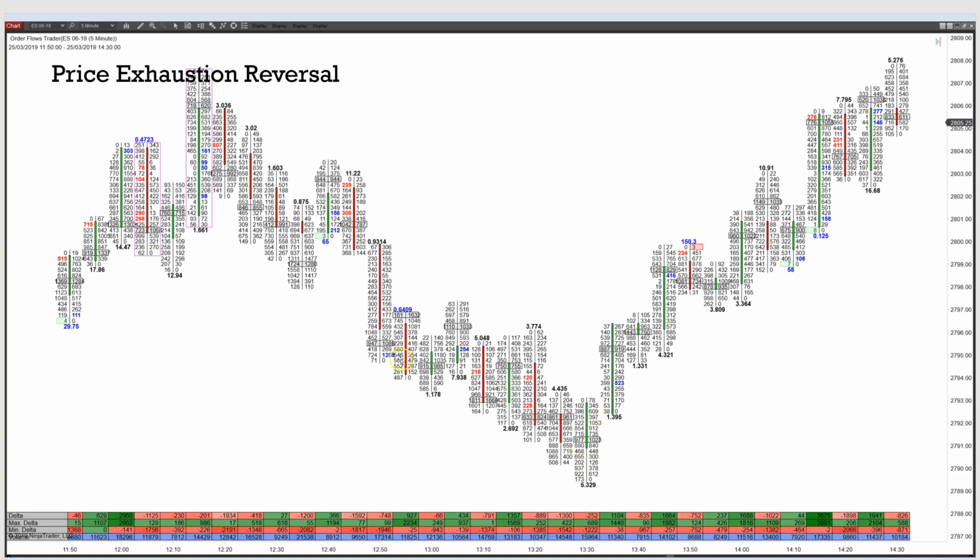Can you get short in here? Yeah, of course you can. Unfortunately, it just trades right back up there and stops you out, most likely, because I'd most likely have my stop just above, a tick above that high. Then it makes that move lower, gives you a nice bullish sign down here, and you catch that move back up.